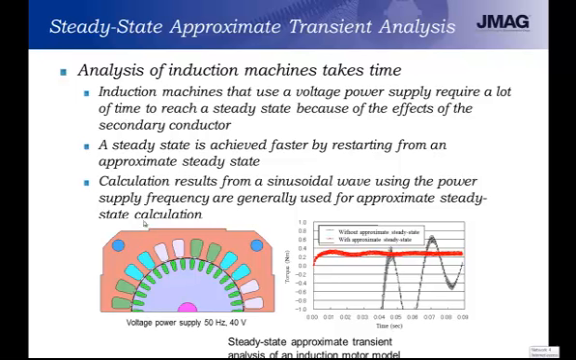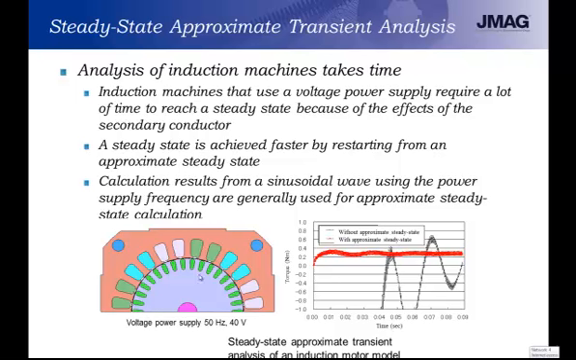So the steady-state approximate transient analysis is a way to reduce the transient time in a machine. Induction machines that use a voltage power supply require a lot of time to reach steady state because of the effects of the secondary conductor. A steady state is achieved faster by restarting from an approximate steady state. Calculation results from sinusoidal waveforms using the power supply frequency are generally used for approximate steady state calculations.